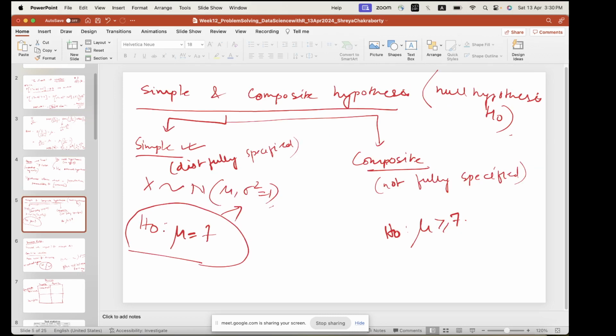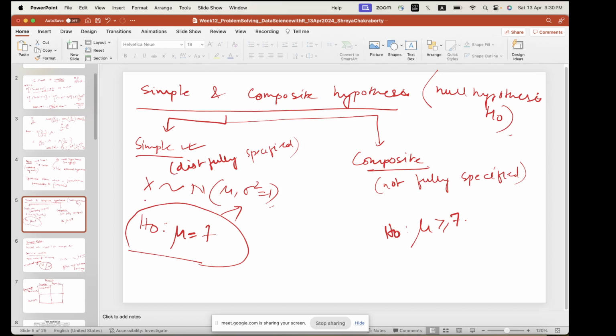Okay, and if under the null hypothesis the population parameter it is making a claim about completely specifies the underlying distribution, then we call it a simple hypothesis. And if it doesn't completely specify the distribution, then we say that it is a composite hypothesis.